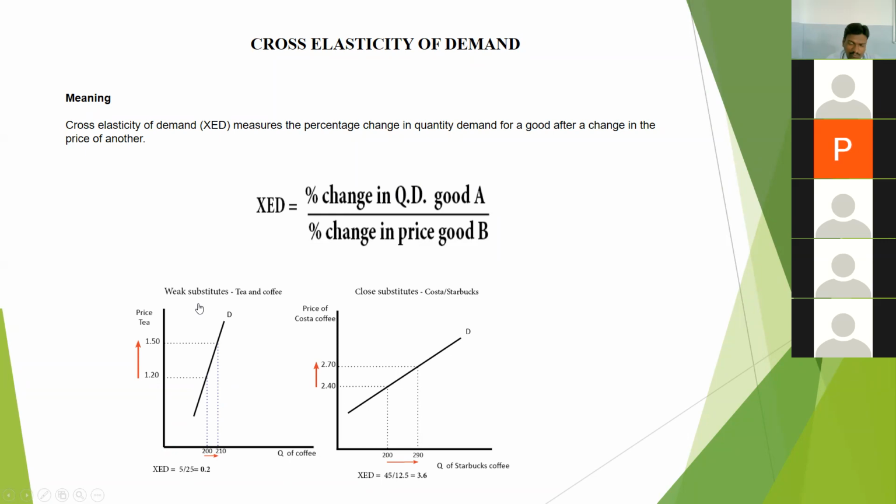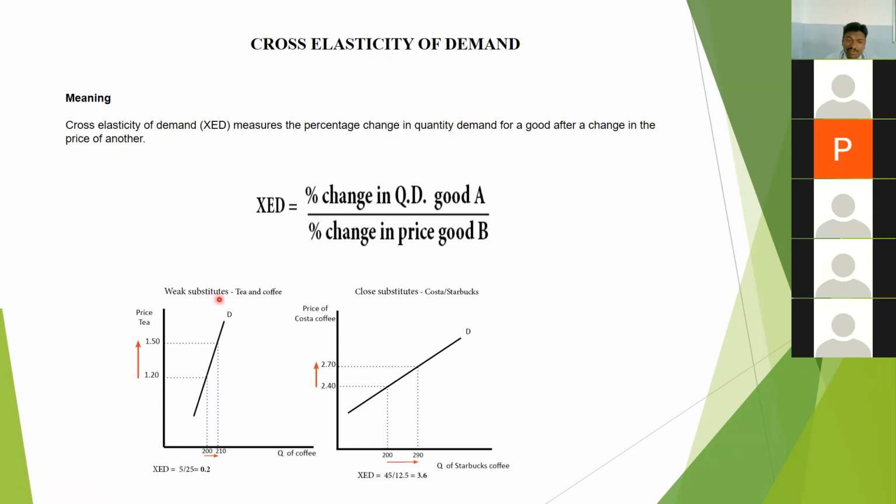So here what we are measuring is about weak substitutes. Tea and coffee is taken as an example to demonstrate weak substitutes. But in reality, if you measure, we'll come to know whether this example is a weak substitute or a strong substitute. Here, for demonstration purposes, we have assumed that tea and coffee are weak substitutes.